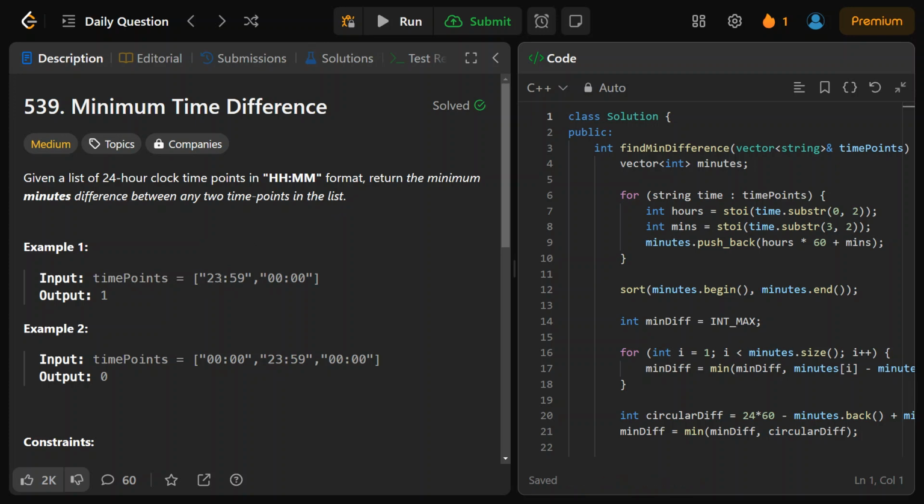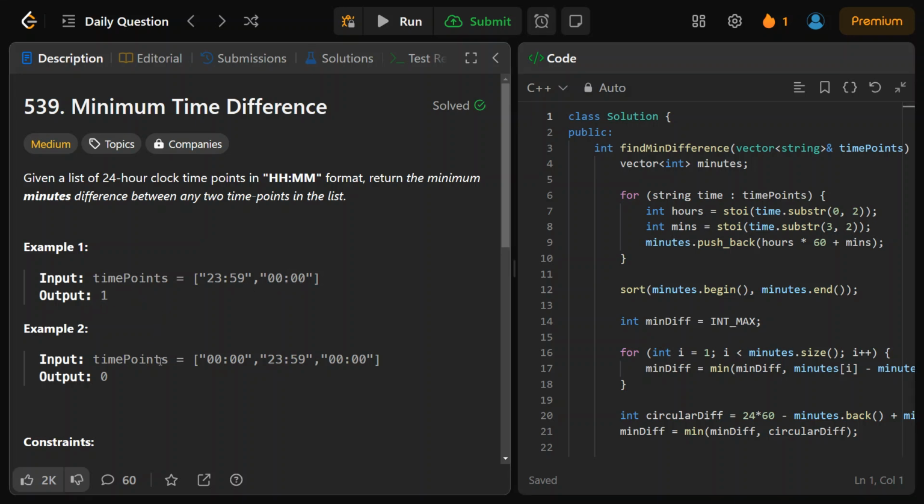It contains two values, 23 hours and 59 minutes, and 0 hour and 0 minute. What you have to do is return the minimum minutes difference between any two values. If I choose these two values and find the minimum minutes difference, it would be 1. Because if I add 1 to this value, it will become 0 hour and 0 minute, since 24 hours 0 minutes is represented as 0 hour and 0 minute. So the answer is 1.